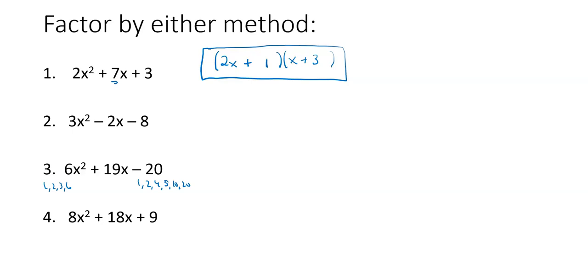You can still play around with it. Some people have sort of an intuitive sense of how these things work, and they would rather do it by guess and check rather than work the whole thing out. But if that's not the case for you, then maybe you want to try the AC method. So let's try the AC method.